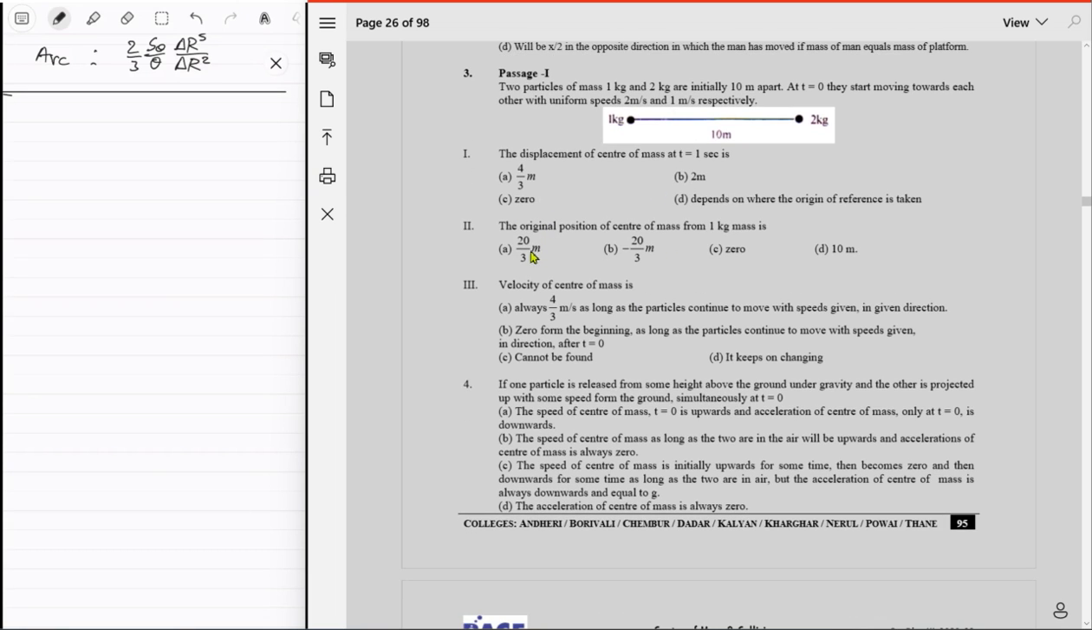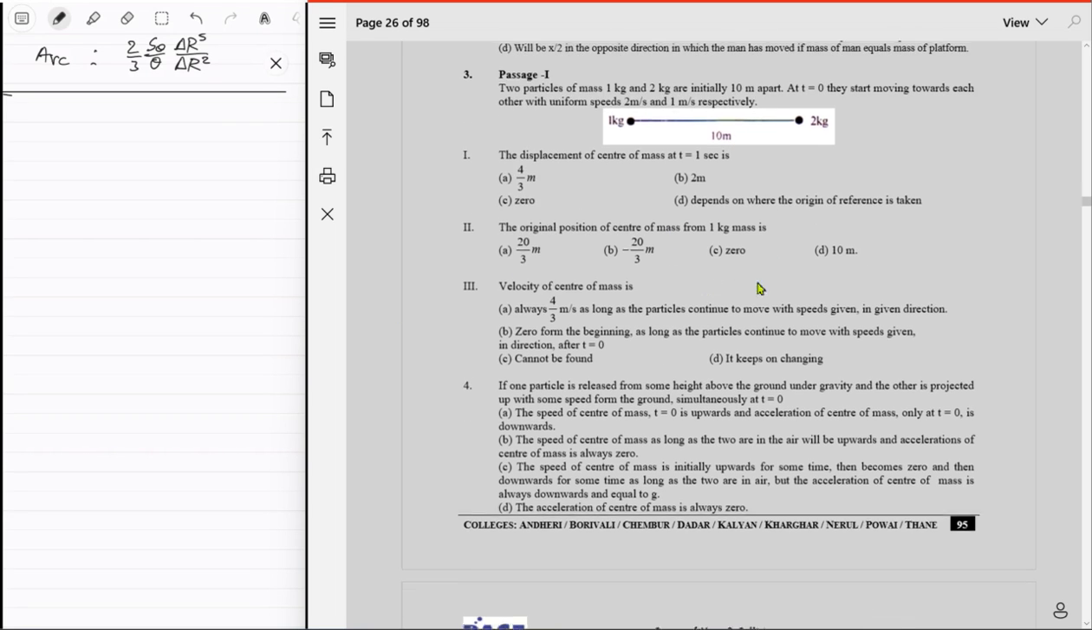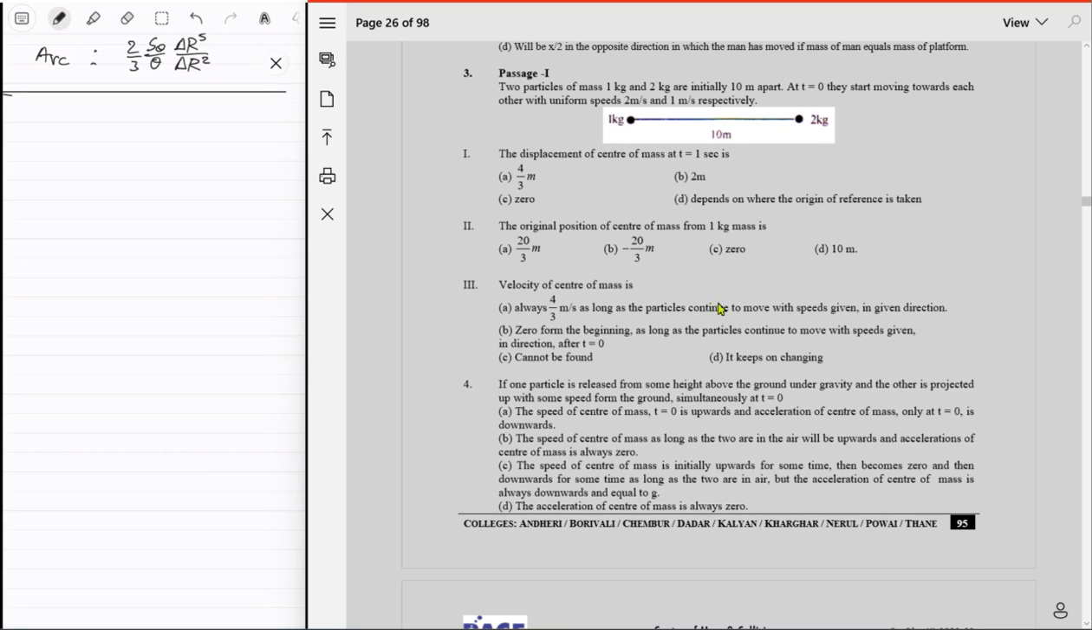So, okay. The original position of the center of mass from the 1 kg mass. The original position is 5 meters over here, and now, wait, original position, right? Wait, oh, it's 2 kg, sorry. So it should actually be 2/3 over there. Yes, so just 20 upon 3 meters. So A is correct. Velocity of center of mass is 0 from the beginning, as long as the particles continue to move with the same speeds in the given direction after t equal to 0. Exactly, B should be the thing.